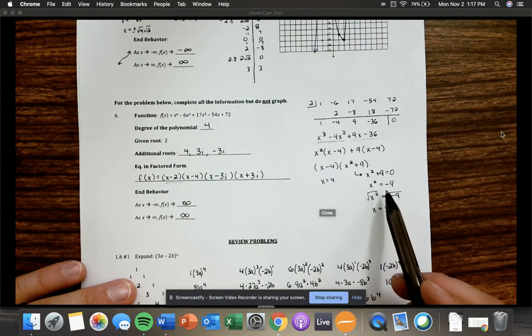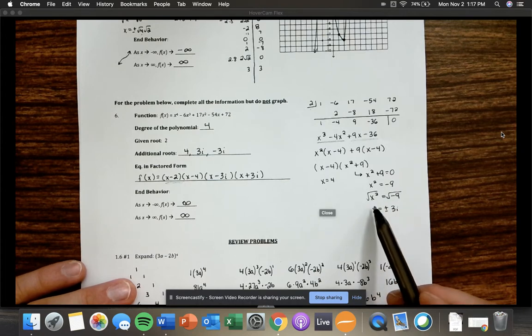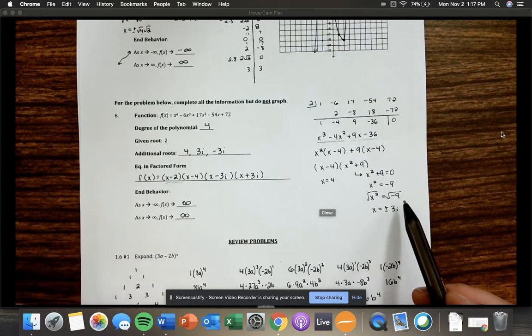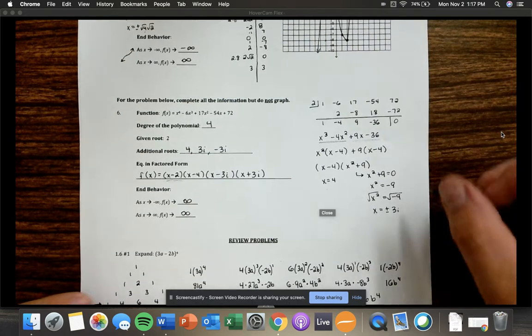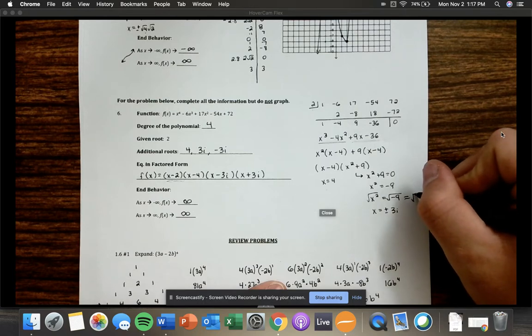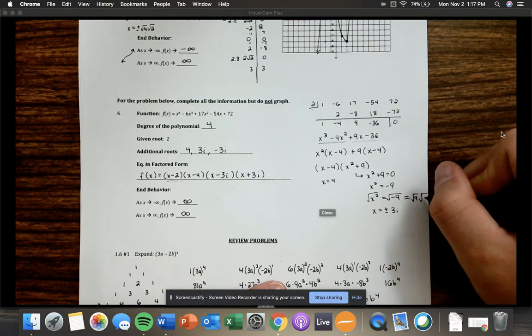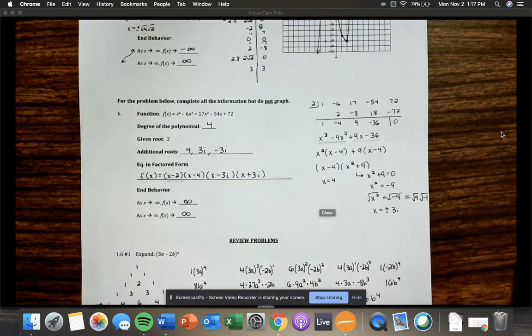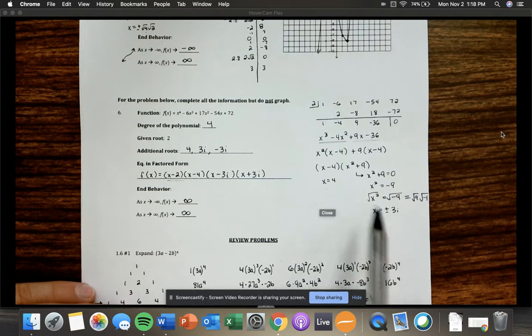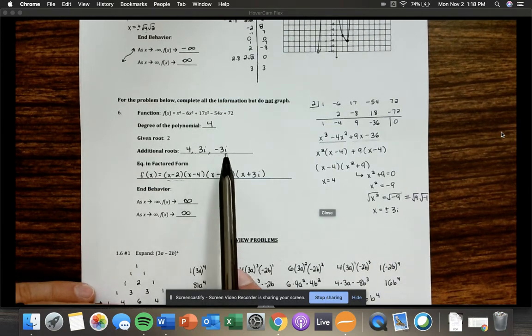I get x squared equals negative 9. Take the square root of it, but it's negative. I can't take the square root of a negative number. So I can think of it as the square root of 9 times the square root of negative 1. But again, I took the square root, so it's going to be plus or minus. The square root of 9 is 3. The square root of negative 1 is i. So I have two new roots. I have 3i and negative 3i.